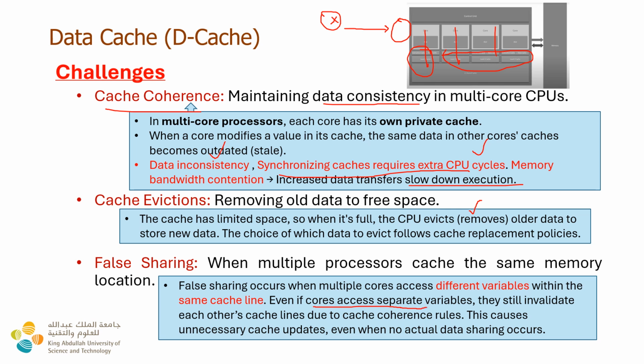if cores access separate variables, they still invalidate each other's cache lines due to the cache coherence rules. This causes unnecessary cache updates even though no actual data sharing occurs. But it's predicted that data sharing occurs, so it's called false sharing. So we also need another optimization for handling this issue.